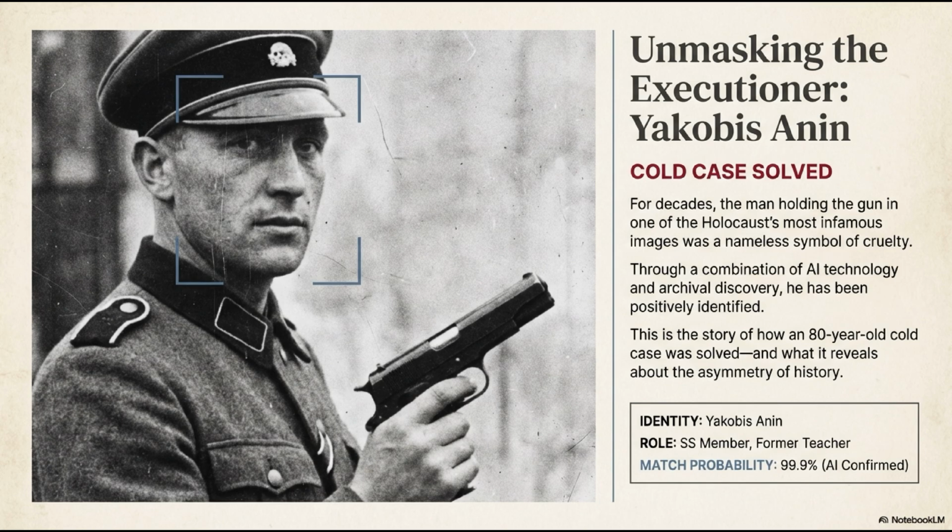Today we're looking at material detailing the identification of the Nazi executioner Jakobus Onnen from that infamous 1941 photo, The Last Jew in Vinnitsa, a breakthrough using AI and historical documents. And it's just a remarkable piece of research. I mean, the work is so robust.